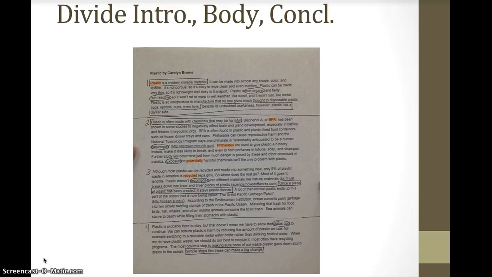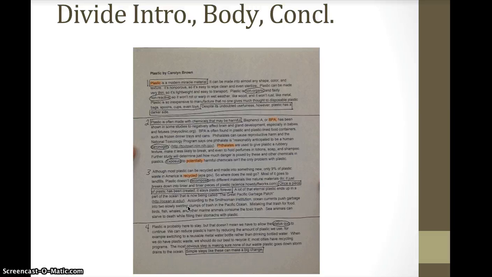Then you're going to divide the introduction, the body, and the conclusion. For a short essay like this, it's easy. The first paragraph is the intro, the last paragraph is the conclusion, and the middle is the body. Sometimes, especially with longer articles though, you're going to chunk it into more than that.